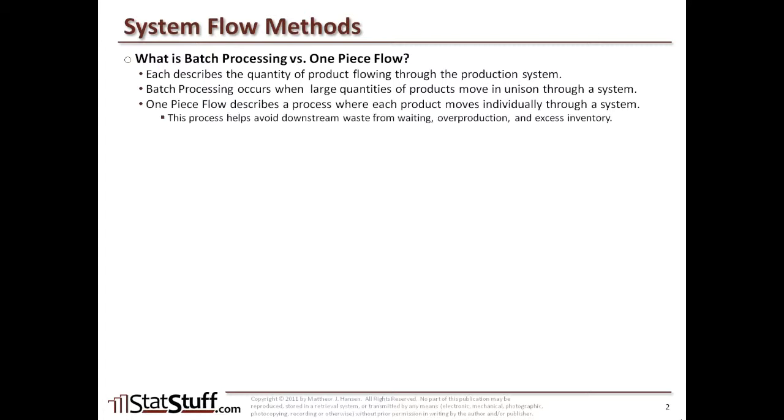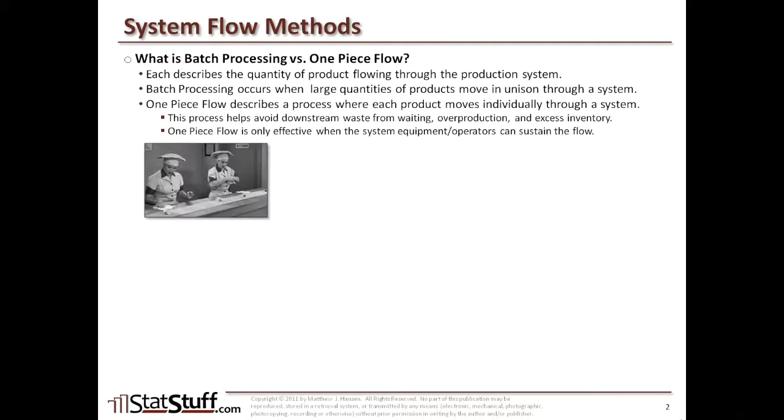Now the one-piece flow is a more ideal process in the sense that it helps avoid the downstream waste that usually occurs from waiting, overproduction, or excess inventory. But at the same time, one-piece flow is only effective when the system or the equipment or operators can sustain the flow that's set for it. Let me walk you through a more practical example.